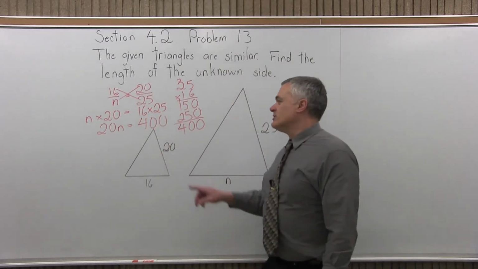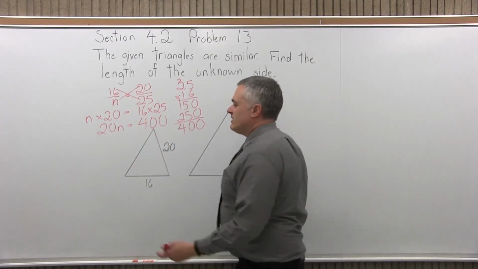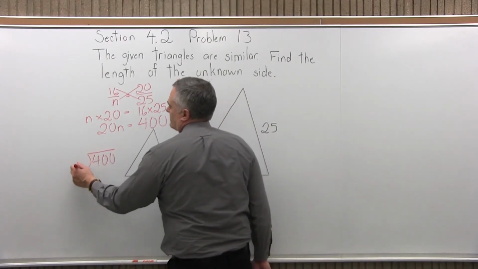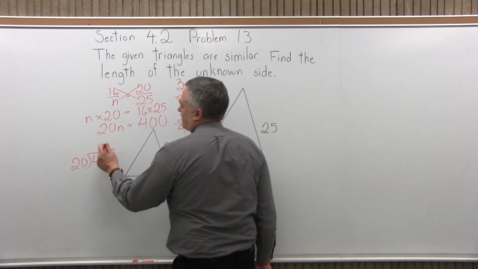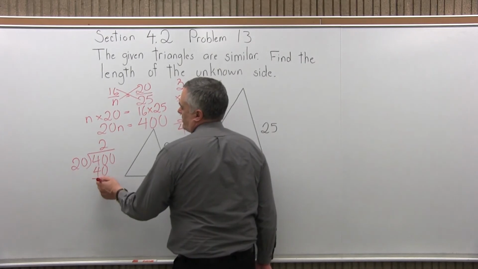So now what we want to do is divide the 400 by the number in front of the n. And I can see that's 20. If you don't see it easily, write it out the long way. 20 divides into 400. 20 goes into 4, it doesn't fit. 20 into 40 goes twice. 2 times 20 is 40. Subtract 40 minus 40 is 0.